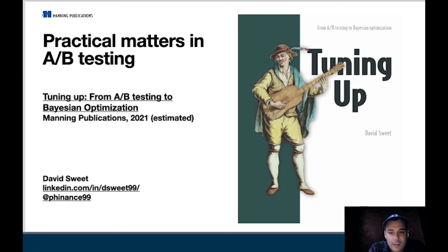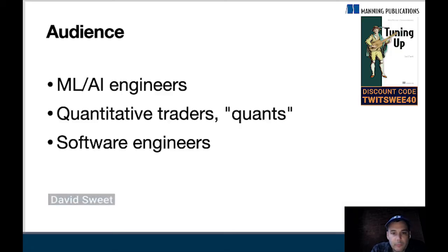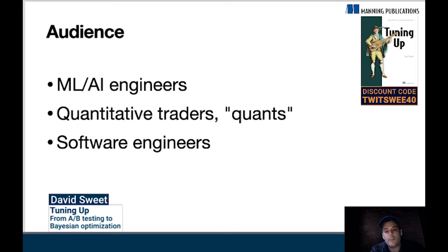My name is David Sweet, and tonight I'm going to be talking about practical matters in A/B testing. These are selected topics from a new book I'm working on with Manning called Tuning Up from A/B Testing to Bayesian Optimization. You'll probably be interested in these topics if you are an ML or AI engineer, a quantitative trader, maybe working in HFT, or a software engineer working on the infrastructure for the kinds of systems that ML engineers and quantitative traders work on.